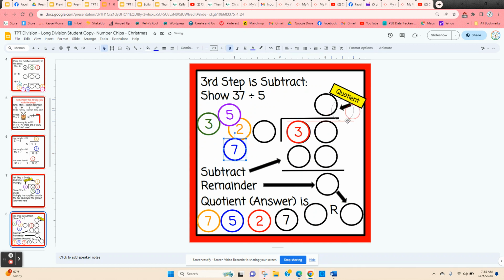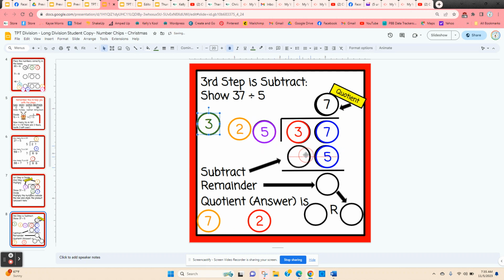So 37 divided by 5. 5 goes into 37 7 times. Multiply 7 times 5. And the next step is just to subtract. And that's as far as we can go because 5 doesn't go into 2. So our answer is going to be here. Up here, the quotient is 7, remainder 2.